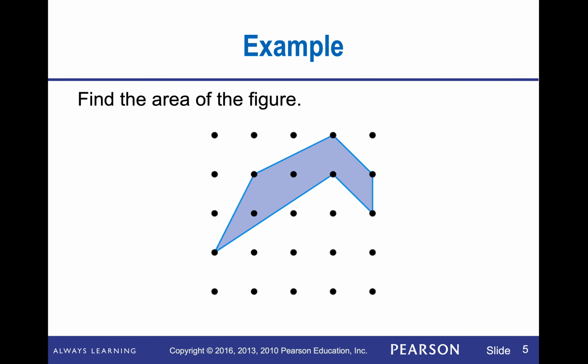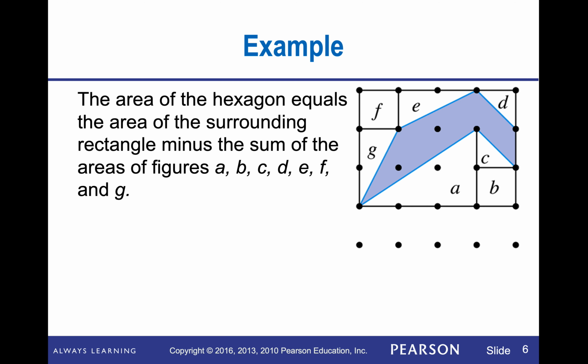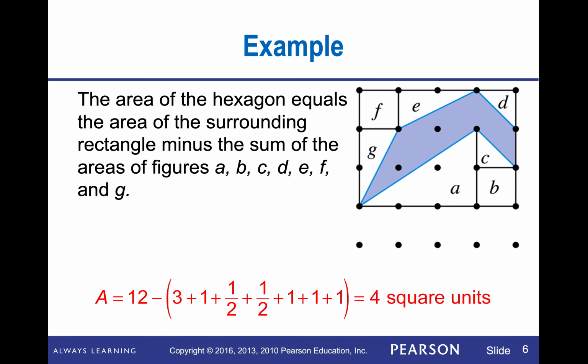Here, if I want to find the area of the figure, I can utilize any of those methods. It's a little bit easier because of the jagged nature of this one to possibly encompass it and then take that area out. So I get 4 square units.